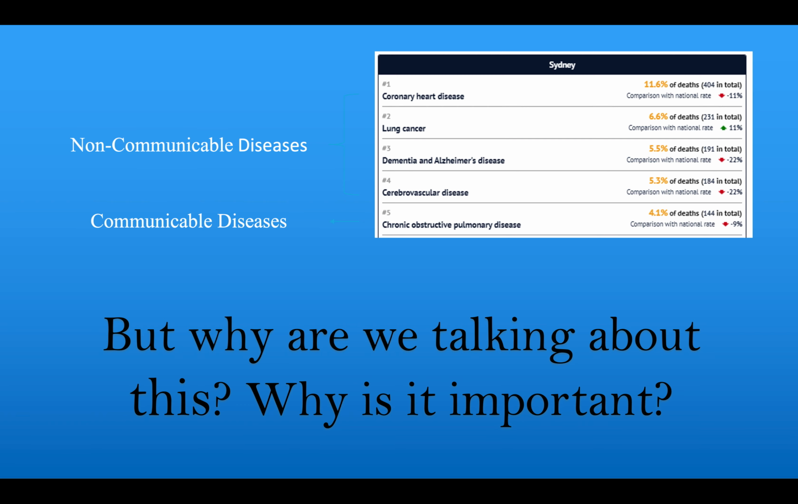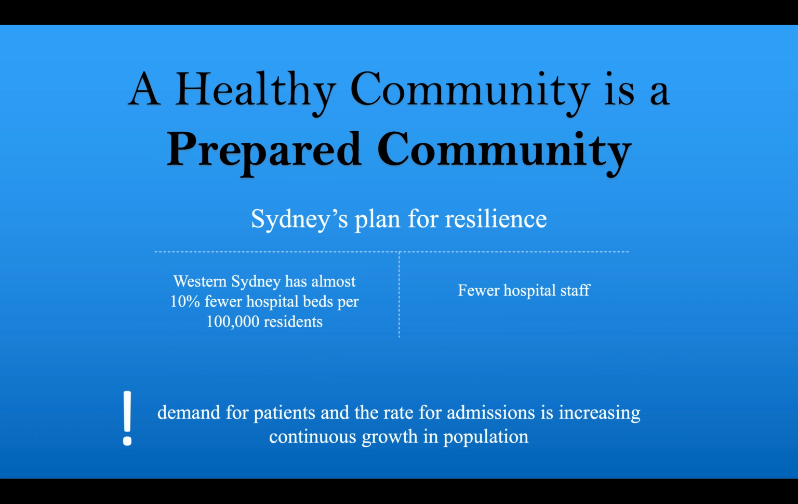Why are we talking about this, and why is it important? A healthy community is a prepared community. Knowing the common causes of death within a geographic location is just one of the elements to consider in planning a strategic approach to strengthening the wellness of the target community.